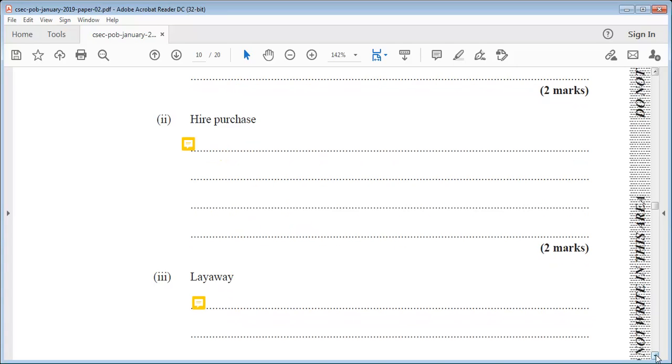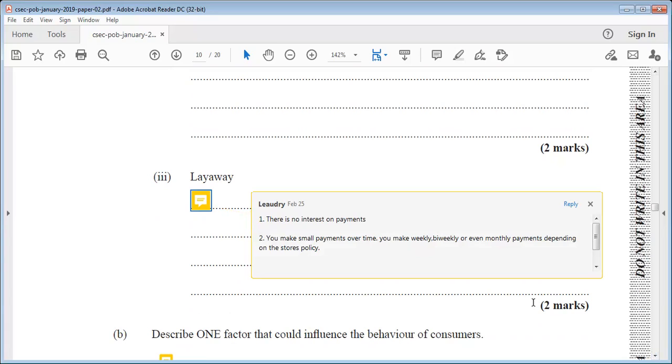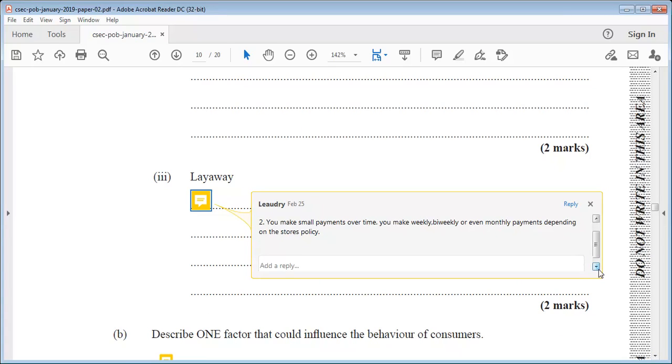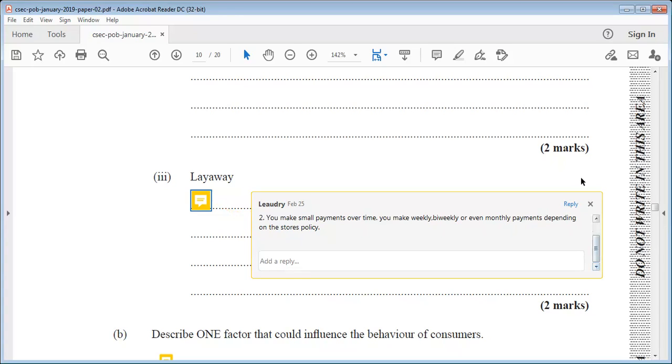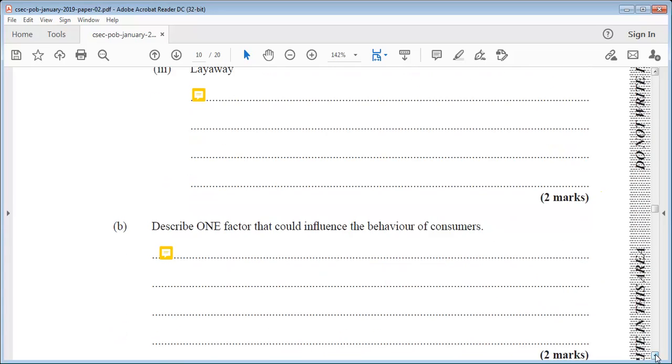What about advantages of a layaway plan? Well, with layaway, one advantage is that there is no interest in payments. Two, you make small payments over time. You can do that weekly, bi-weekly, or even monthly, depending on the store's policy. And after you've made those small payments, once you finish paying for your goods, then you have it. So those are two advantages.